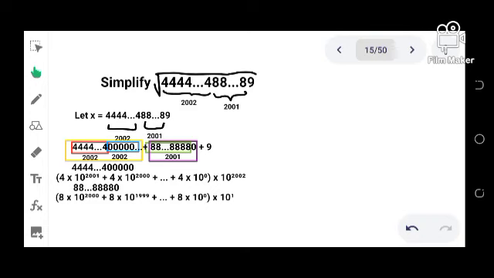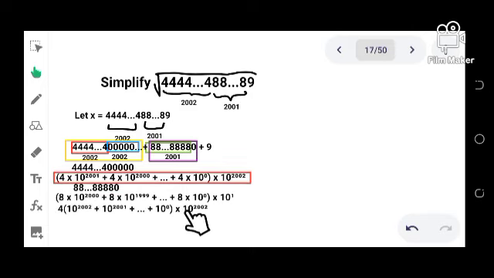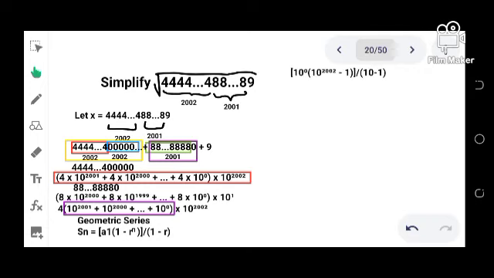Now, let us look at the expansion series of 4. We factor out 4 to get this expression. The tens inside the parenthesis form a geometric series. To get the sum, we use the formula S sub n is equal to A sub 1 times quantity 1 minus r raised to the power of n, all over 1 minus r. Substituting the values in the formula, we have this one here.